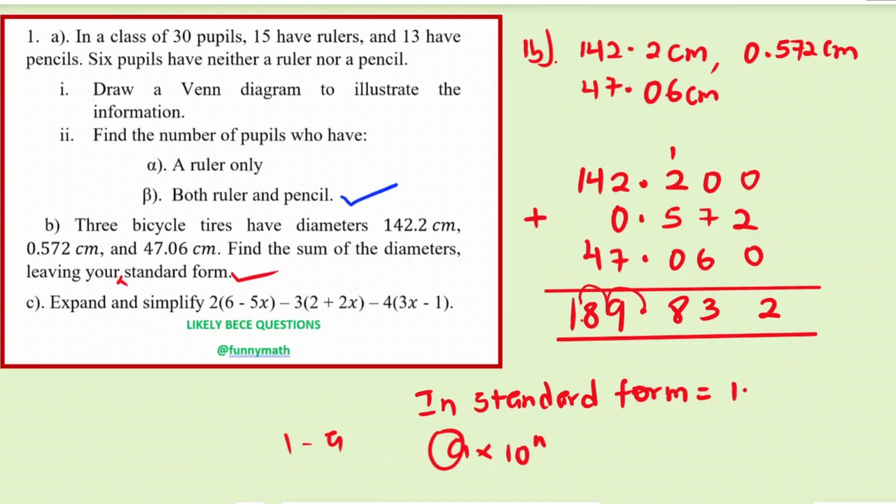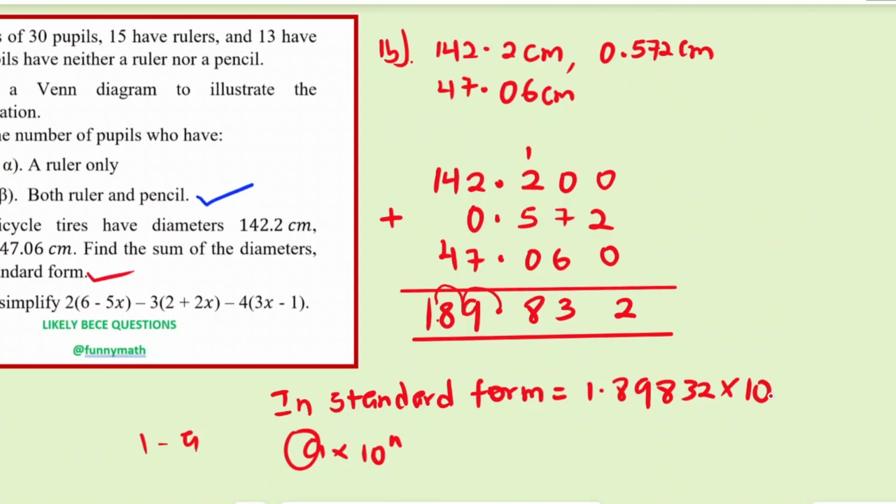So we have 1.89832 times 10 exponent the number of times that we move, and since we move to the left, this direction is going to be positive. So that's going to be positive 2. So that's the diameter in standard form. You can bring the centimeters here. So that's how we can work the second question.